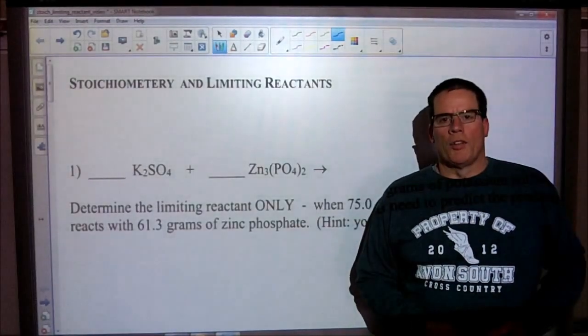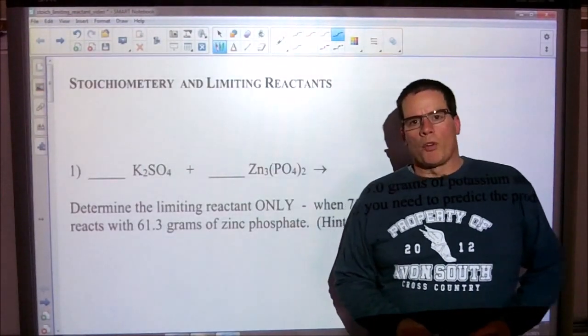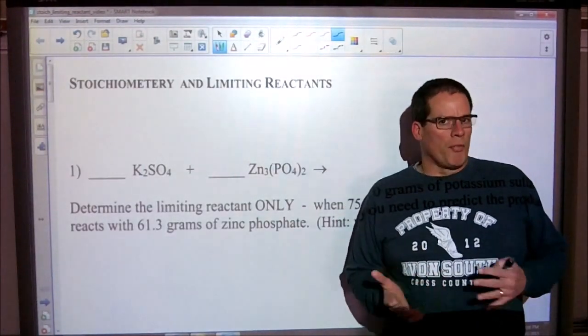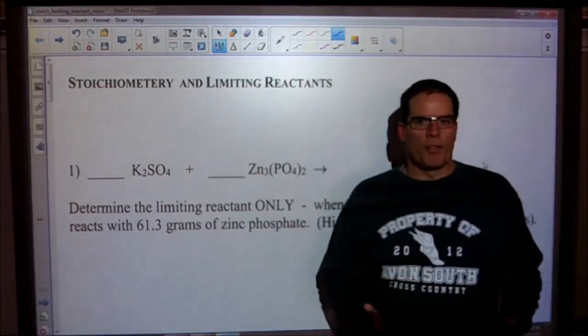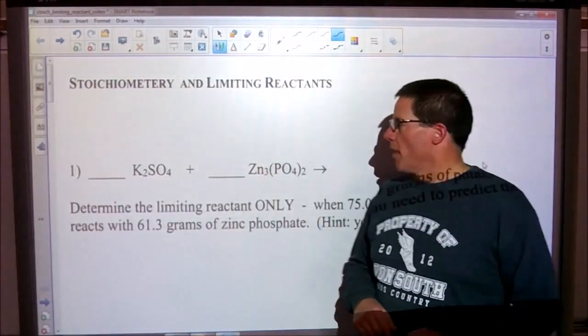Stoichiometry and limiting reactants. There are 4 problems that I have on this worksheet, and again, there are a couple of different ways that we're going to work these things out, or different types of problems that are asked. So let's go ahead and get right into it.